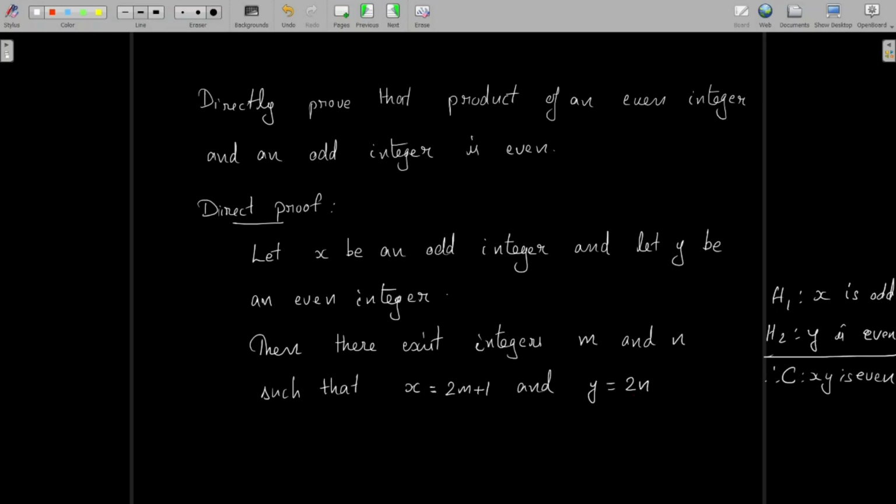Now let us consider the product x into y. So this is equal to (2m plus 1) into 2n. By expanding we can write this is 4mn plus 2n.